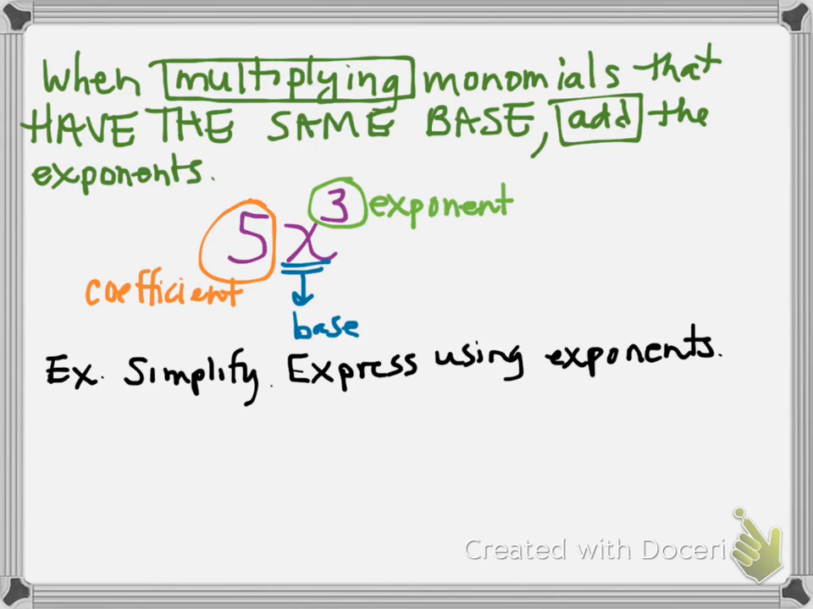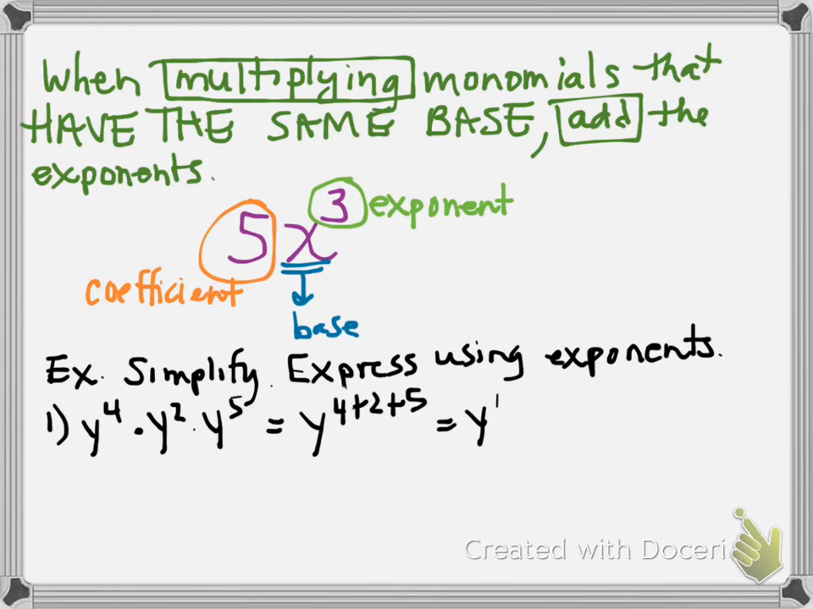So I'm going to give you one easy one, and then we'll get harder. Y to the 4th times y squared times y to the 5th. Okay. How many monomials do you see there? 3. Okay. Do they all have the same base? Yes. So we can use our rule. And how many y's do I actually have altogether? 11. You have to add the exponents. So you have 4 plus 2 plus 5, and that gives us the answer of y to the 11th.